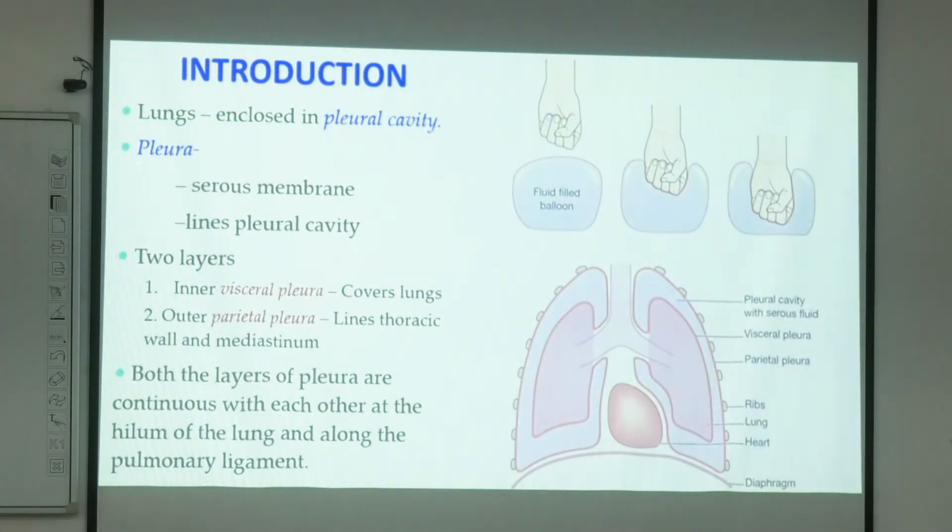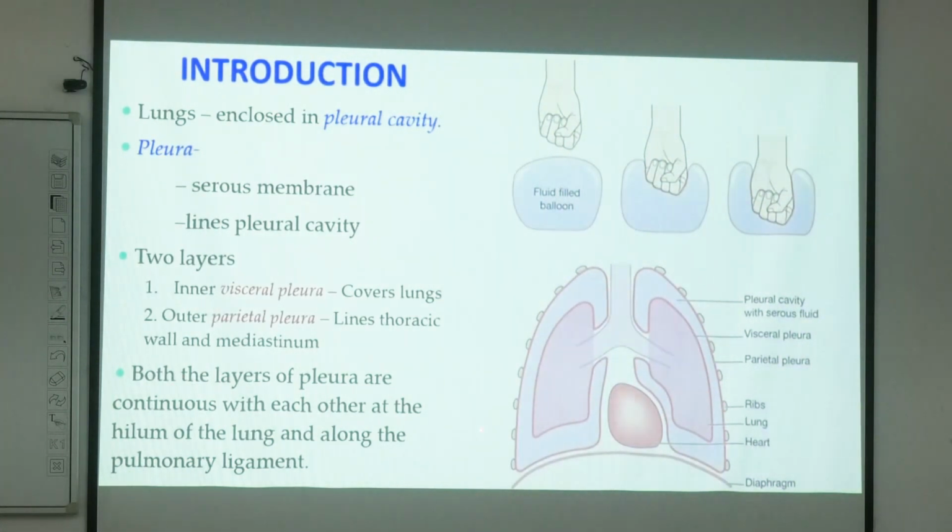Okay. So pleura is a serous membrane and it lines the pleural cavity. It has two layers. Inner visceral layer, this is the visceral layer which covers the lung, and outer parietal layer, this is the parietal layer which lines the thoracic wall and the mediastinum. The portion between the two lungs is where the mediastinum lies. So parietal pleura also lines the thoracic wall, upper surface of the diaphragm and the mediastinum.